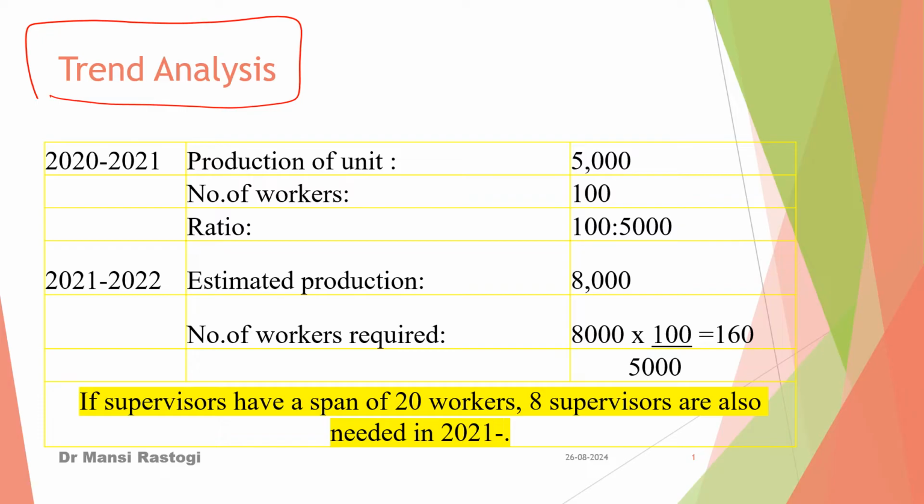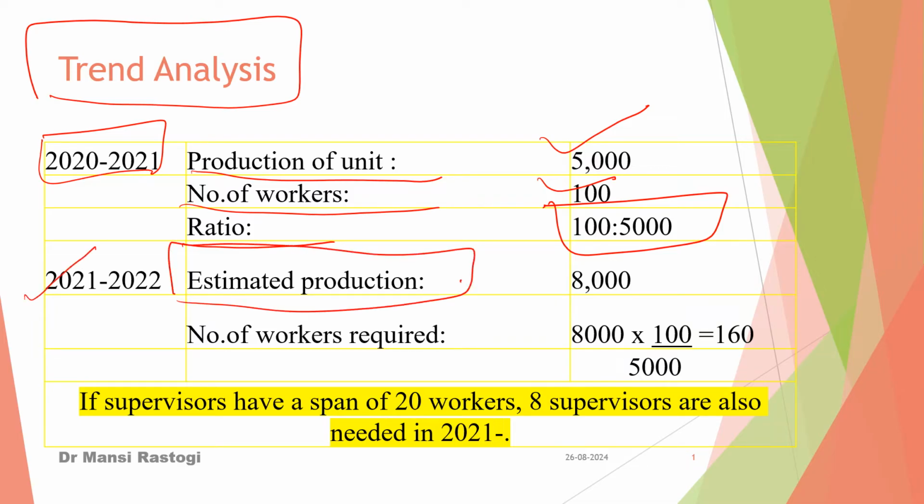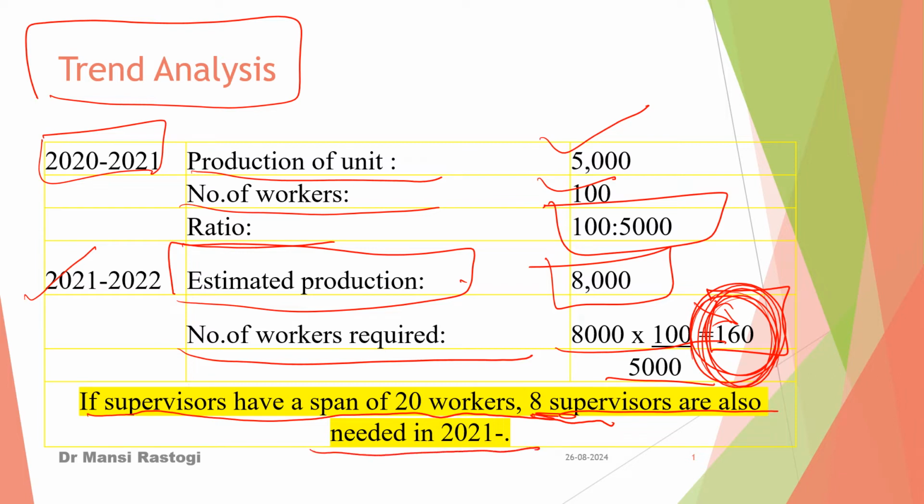As you can see, the year is given here, and the production is 5,000 units, the number of workers is 100, and the ratio came here. Then for the next year, we are saying the estimated production is this much. So the number of workers required, on the basis of this method, we have found that 160 workers would be needed. So let's say if supervisors have a span of 20 workers, then 8 supervisors will also be needed in the year.